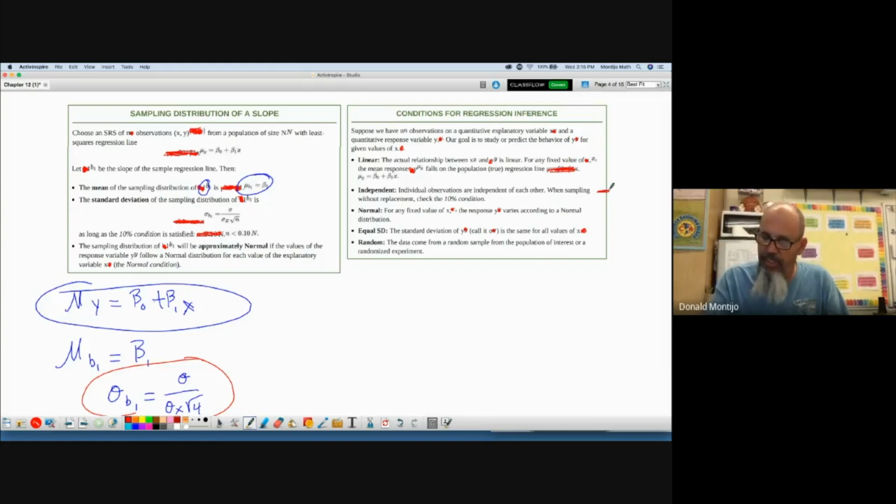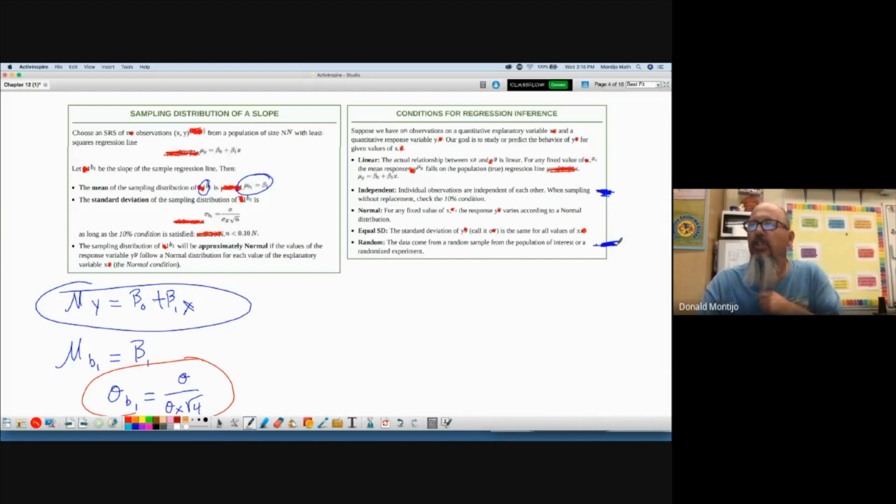The population must be at least 10 times the size of the sample. Nothing new there. I'm used to that condition. Random, cool. I'm used to that condition. Normality, we always did before. For normality, we would use the central limit theorem if it was quantitative, or we would use n times p and n times 1 minus p greater than or equal to 10 if it was categorical.